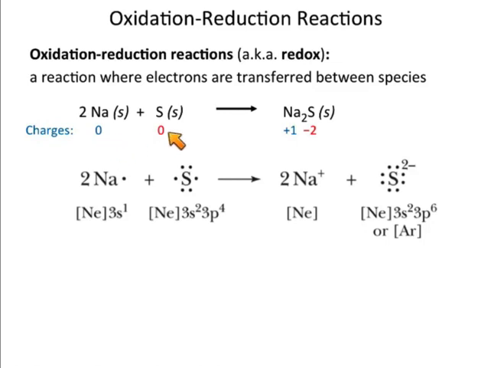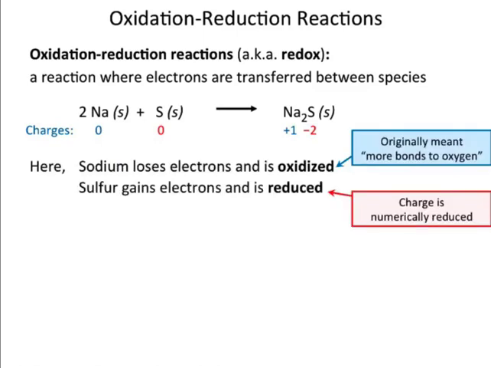And so we could look at the charges on each one of these and say, all right, they start out both at 0 because they're both elements. And then in this ionic compound, you have a +1 charge on each sodium and a -2 charge on the sulfur. And so this is old news. You've done this before in the first semester of Gen Chem, but I'm just reminding you of how this goes. And so we have terminology that goes with this.